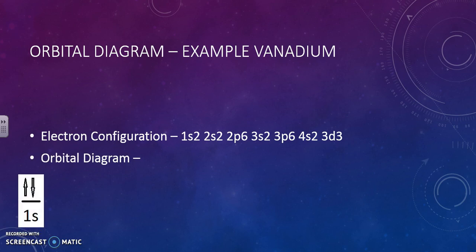The 2s2 is going to be pictured much the same way. S only has one shape. That means one horizontal line. Label it 2s. 2 electrons go inside of it, one up, one down.